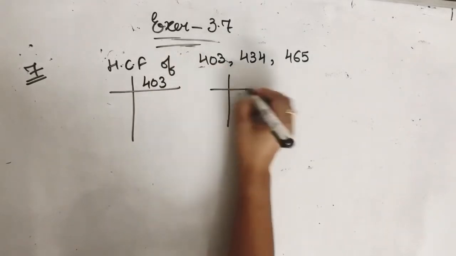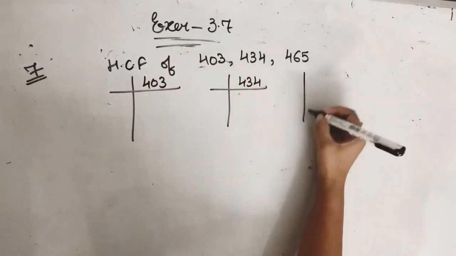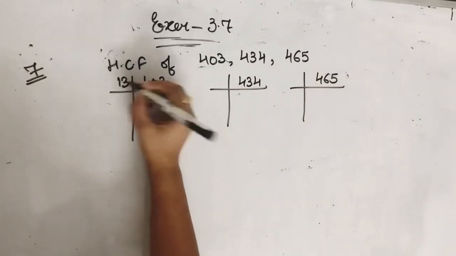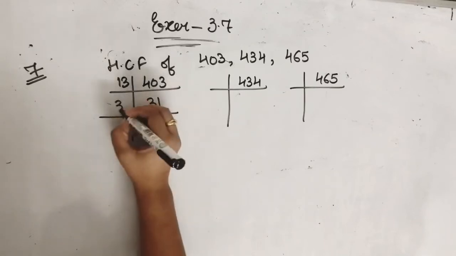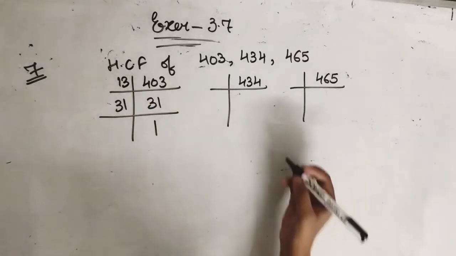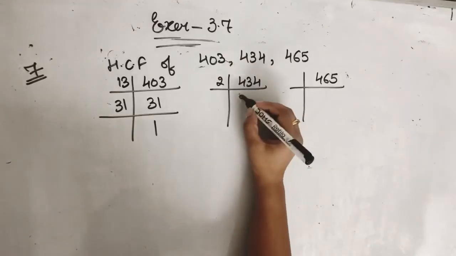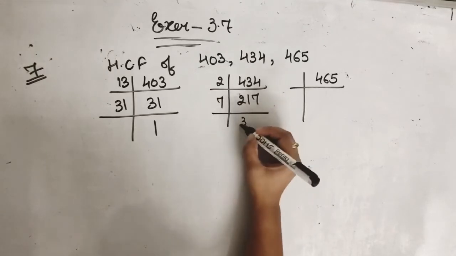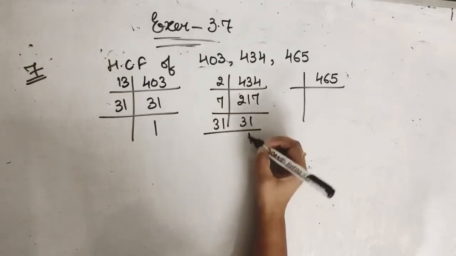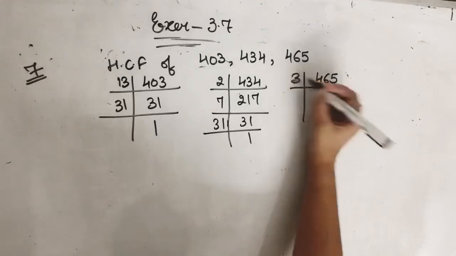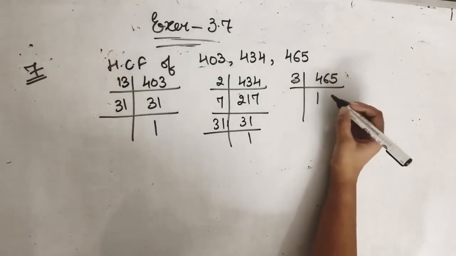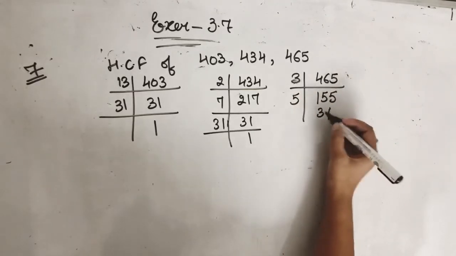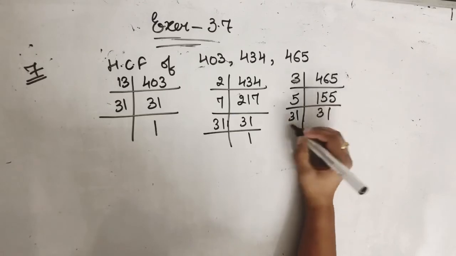403, 434, 465. Now start with, this is 13, 31, 31, 1. So this one will be 2, 217, 7, 31, 31, 3, 155, 31, 31.